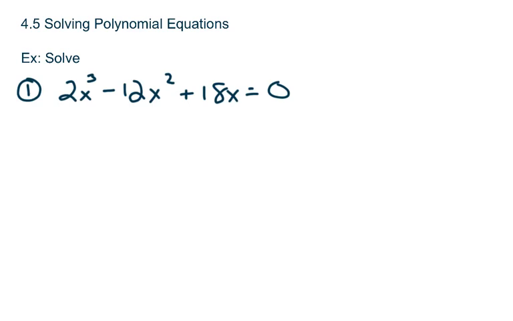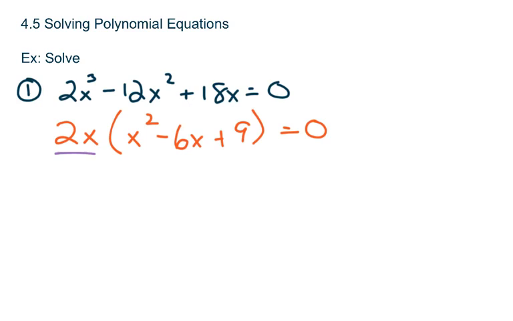So this first one here, 2x cubed, 12x squared, 18x. 2, 12, and 18 are all divisible by 2, and then they all have at least 1x. So what I'm going to do is factor out a 2x from each of them. That leaves me with x squared minus 6x plus 9, and that's going to be equal to 0. So 2x, that's a monomial. That can't be factored any farther, but this x squared minus 6x plus 9 is degree 2, so we can break this down a little farther.